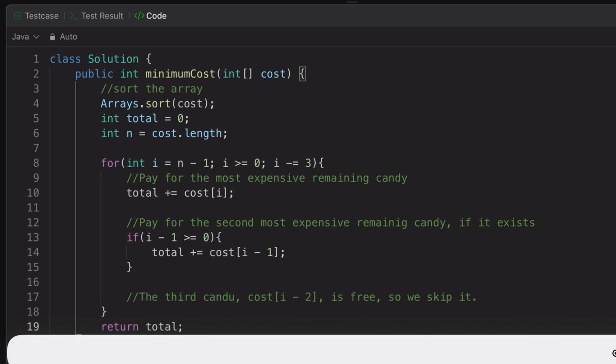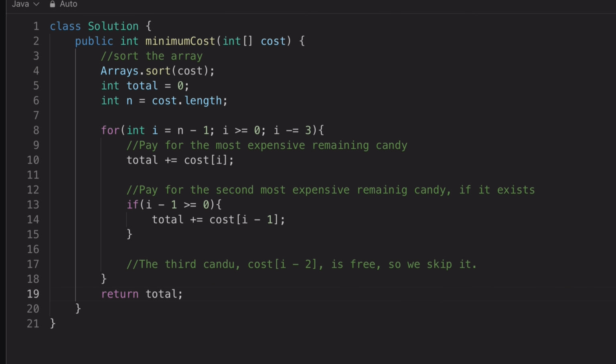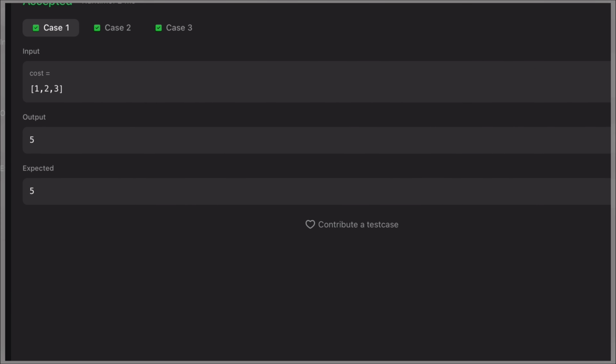We'll discuss more, don't worry. What I have done here is simple. The very first thing we have done is sort the array at line number 4, then we have defined total, then we have defined n, and we are going from the end to the first, taking the group of 3. The third we are skipping, guys, right? Like that we will do, and finally we'll return the total. So let me check. Okay, so the code is accepted.